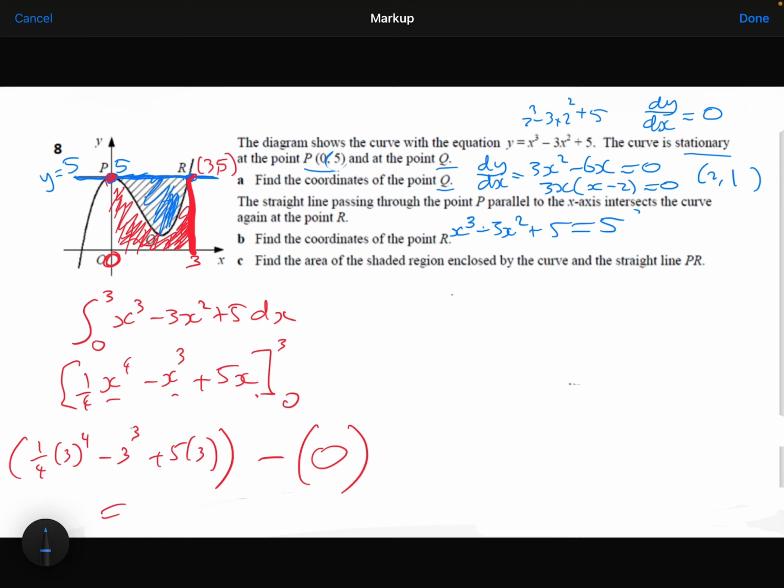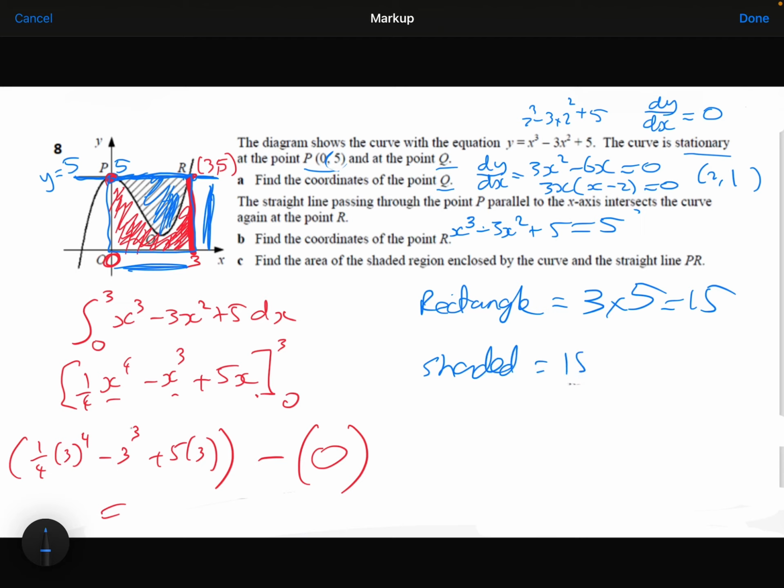So to work that out, I will just do the rectangle. So that's this rectangle here, which the base is 3, the height is 5, that's 3, that's 5. So the area of that rectangle is 15. So the shaded area then will be the 15 minus your answer from down here. And that will be the area of the shaded region.